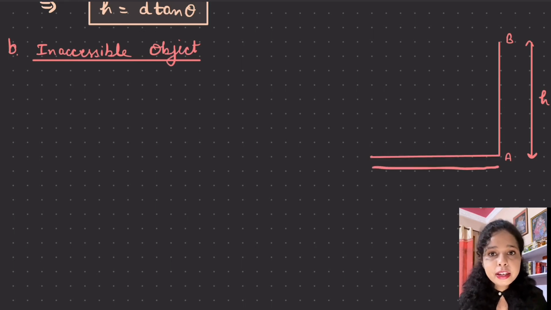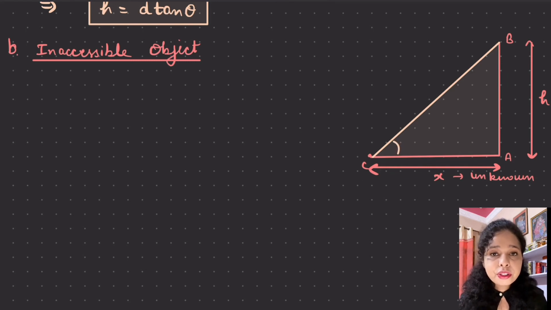So at point C we will place our sextant. Let's say AC is equal to X and this X distance is not known to us. Now at point C we have placed the sextant and we will focus this sextant on the top of the mountain, that is on the crown of the mountain. When we have focused the sextant on the crown of the mountain, then we will get angle of elevation theta 1.